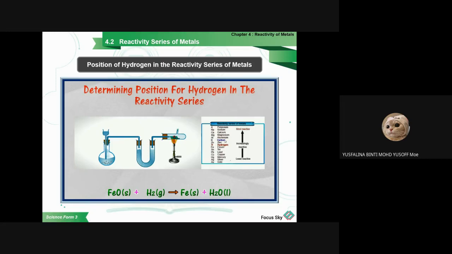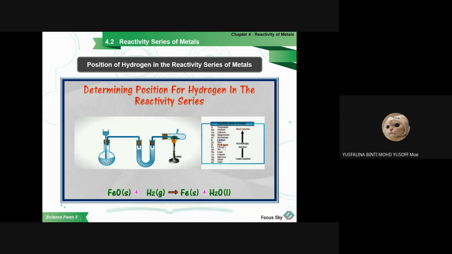Just now carbon can react with zinc oxide but cannot react with aluminium oxide. So we know that carbon is less reactive than aluminium, but more reactive than zinc. So the position is between aluminium and zinc. But hydrogen cannot react with zinc, so zinc is more reactive than hydrogen. But hydrogen can react with ferrum, so ferrum is less reactive than hydrogen. So the position of hydrogen is between zinc and ferrum.